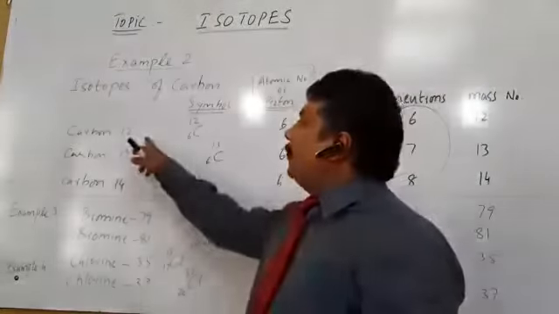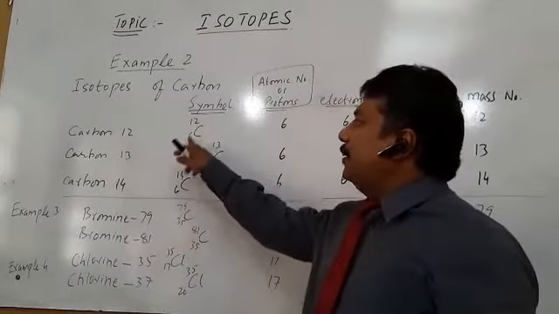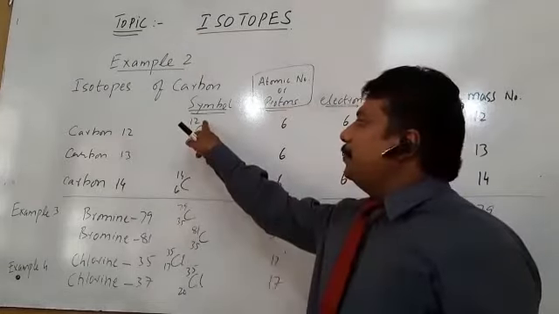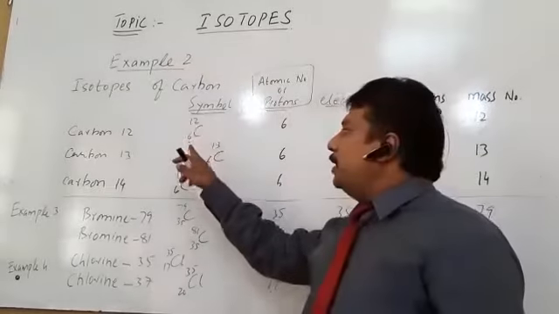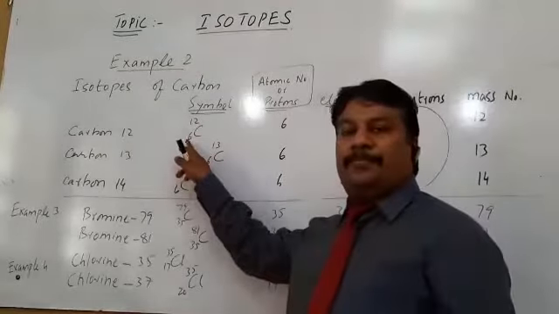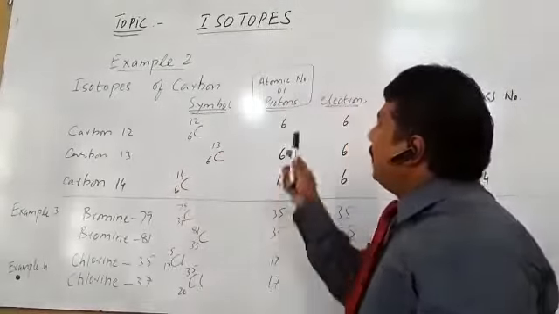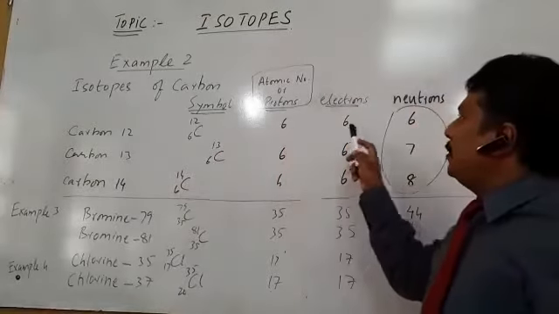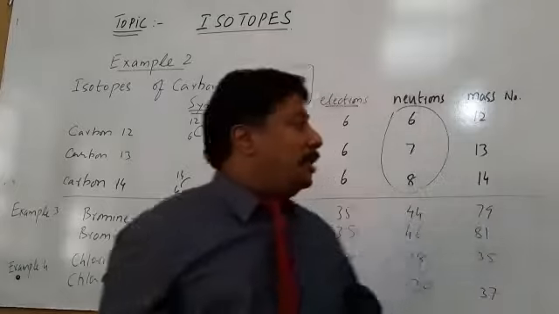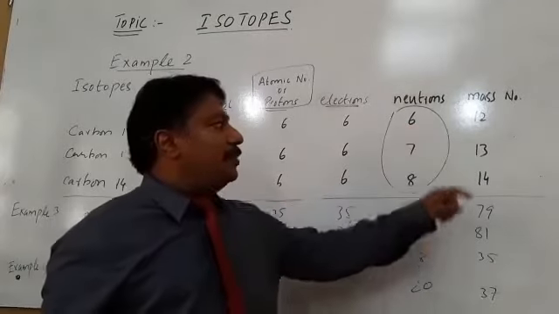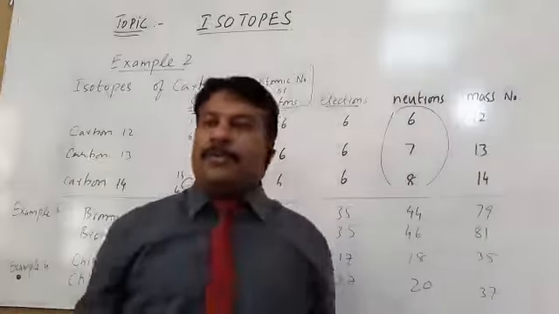Now let's see. Carbon 12 is written as C 12, 6. In the superscript we write the mass number, and in the subscript we write the atomic number. So it has 6 protons, 6 electrons, and 6 neutrons, which makes its mass number 12.